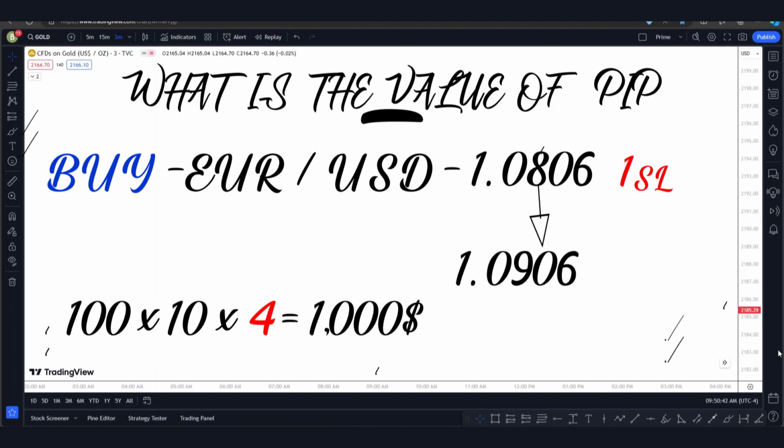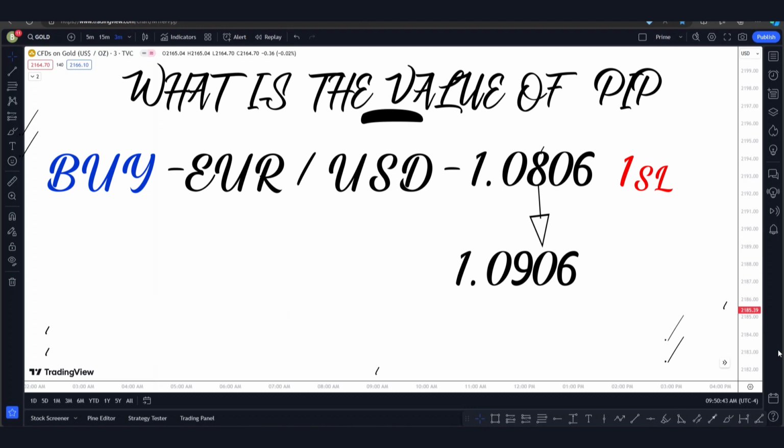So when you multiply all, what you're going to get is $4,000 as profit on just this trade. So let me try to break it down this way so you guys will understand it much better as to what goes on anytime you place a trade, right? So if you buy the euro dollar at a price of 1.0806 with one standard lot and it moves to 1.0906. So now when you do this, essentially you are telling your broker that you need 100,000 euros.